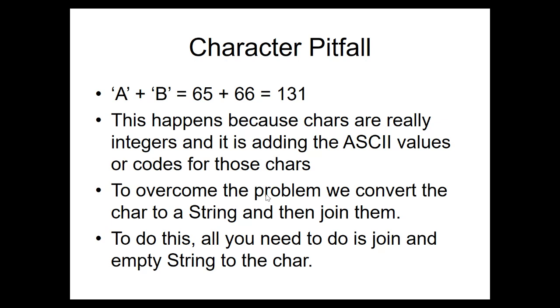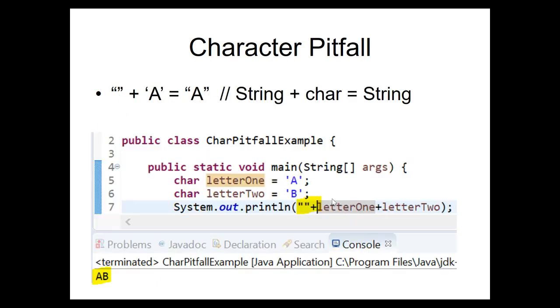So if we want to overcome this problem, we have to convert a char to a string and then join them. There's actually a very simple way to do this. All you need to do is join an empty string, like empty quotation marks, to a char, and that'll convert it. So if you have empty quotes for a string and you join it to the single quote A, which is a char, it'll turn it into double quotes around the A, which is a string. So a string plus a char is going to give you a string result. This is a quick way to convert a char to a string.